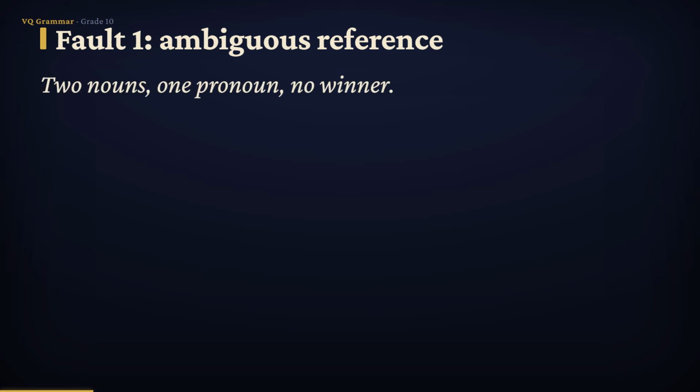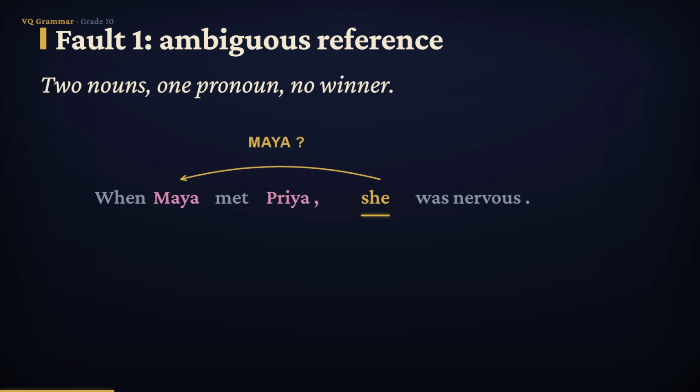Fault number 1 is ambiguous reference. Ambiguous means the pronoun could point at two different nouns, and nothing in the sentence tells you which one is meant. Listen. When Maya met Priya, she was nervous. Now stop right there. Who was nervous? Maybe Maya was nervous, and meeting Priya rattled her. Or maybe Priya was the nervous one. Both names sit in front of that pronoun, and both are perfectly good candidates. The sentence never chooses, so the reader has to guess. And a reader who has to guess is a reader you have already lost.